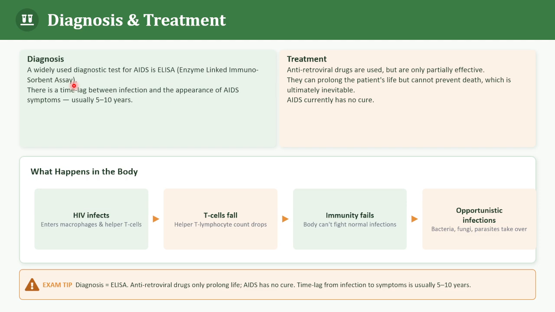And what about the treatment? We can use antiretroviral drugs. They are only partially effective and can prolong life, but they do not provide a cure.